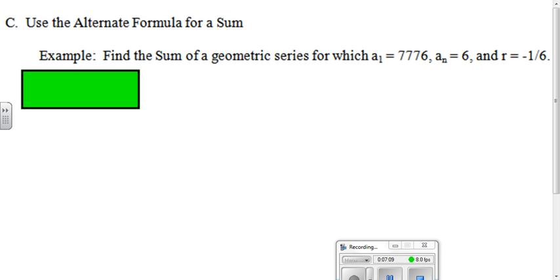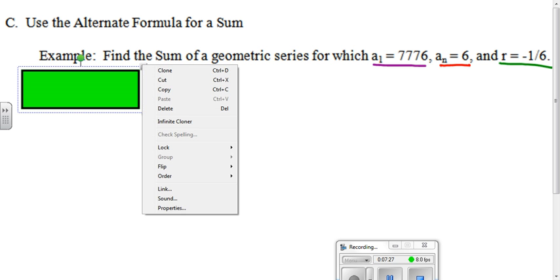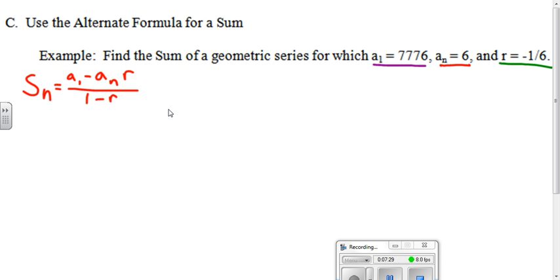Now, if we want to determine the full sum, but we're not given how many numbers there are, but we know where we start, our a sub 1, and we know where we end, and we are given our r, we can still figure it all out. We don't necessarily need to know how many numbers there are, we just need to know which each of those are. So when we are given our a sub 1, our a sub n, and our r, this is the formula we use.